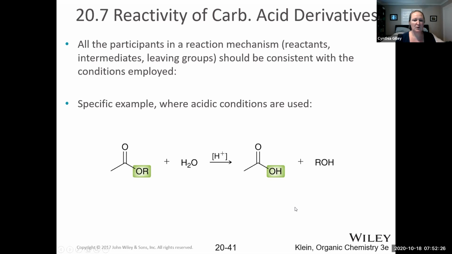Okay, so again, when we're thinking about mechanisms, make sure that the reactants, the intermediates, and the leaving groups, which are all the participants in the reaction mechanism, are consistent with the conditions employed. So for example, make sure you look at what's over the arrow. In this case, this is an acid catalyzed reaction. So any mechanism that we draw should be consistent with acidic conditions. That means that intermediates are either neutral or have one positive charge. Negative charges rarely form under acidic conditions.